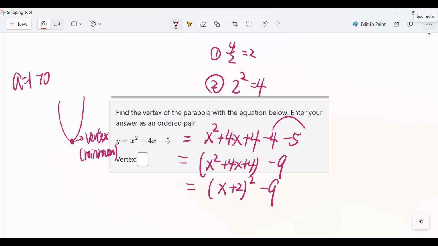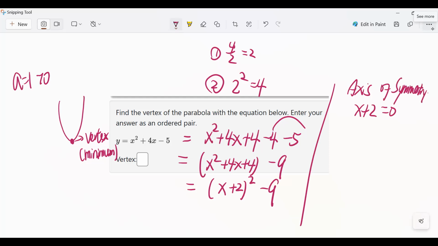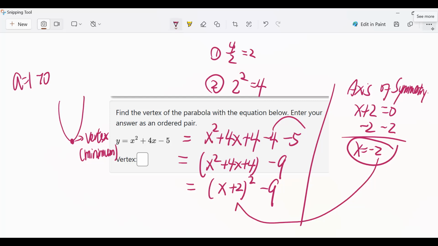Then setting x plus 2 equal to 0, that's the axis of symmetry. Find the axis of symmetry. Minus 2 here, x equal to negative 2. So this is the x coordinate for the vertex. And once you plug in the negative 2 into that, you're going to find the y coordinate. So the y value equals negative 2 plus 2 squared minus 9. So 0 squared minus 9 is minus 9. The y is negative 9.